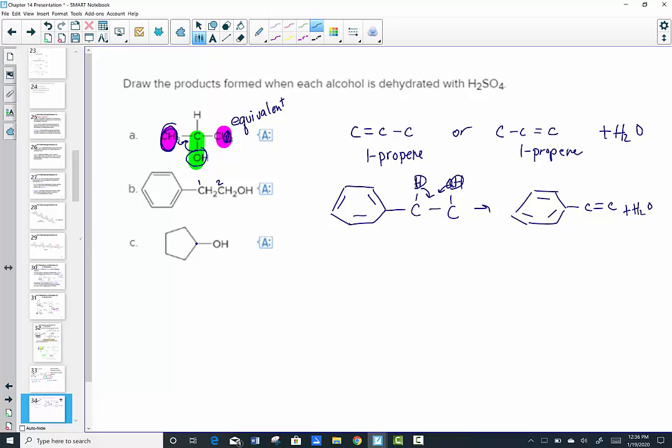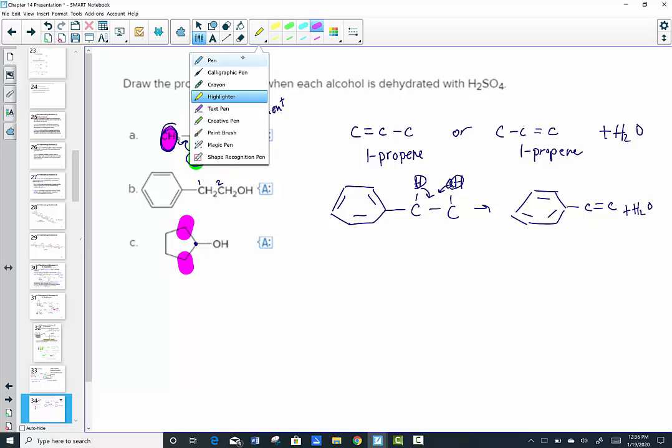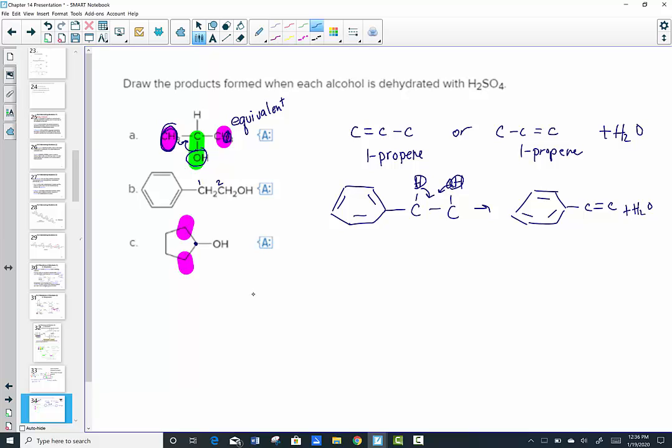And letter C, this carbon is attached to the OH. So the adjacent carbons are again equivalent. Adjacent carbons in either direction are the same, so I don't really have to choose. Here I have a cyclopentane, that's a 5-membered ring. This carbon and this carbon would form a double bond, which is identical had I taken this one. The double bond would have just landed here instead. Those are the same compound.